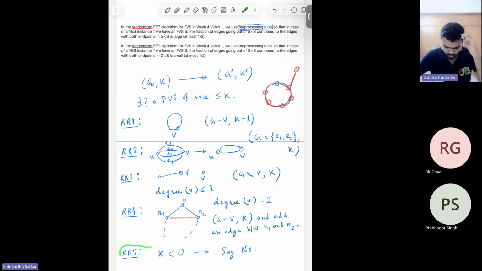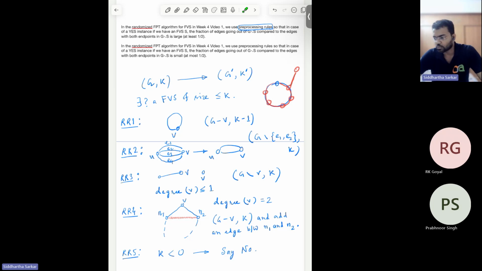So I think the last rule I was discussing is that if at some point the parameter gets reduced below zero, that means the budget is exhausted and the graph is still not empty. That means there is no hope for us to delete at most k vertices to remove all the cycles. All right. So this is the reason we will say no, there does not exist a feedback vertex set of size at most k. So these are the five reduction rules.